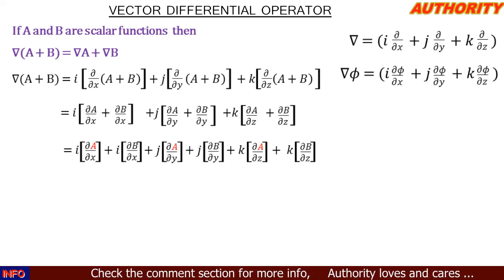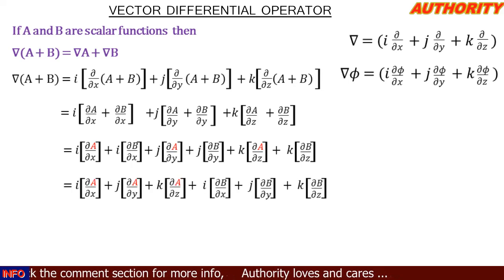Now, look at this. We have the partial derivative of A with respect to x, y, z, and the partial derivative of B with respect to x, y, z. All the partial derivatives of A, let's bring them together on one side, and all the partial derivatives of B, let's bring them together on one side also. Doing so, we have I, the partial derivative of A with respect to x, plus J, the partial derivative of A with respect to y, plus K, the partial derivative of A with respect to z. Plus also that of B: I, partial derivative of B with respect to x, plus J, partial derivative of B with respect to y, plus K, the partial derivative of B with respect to z.